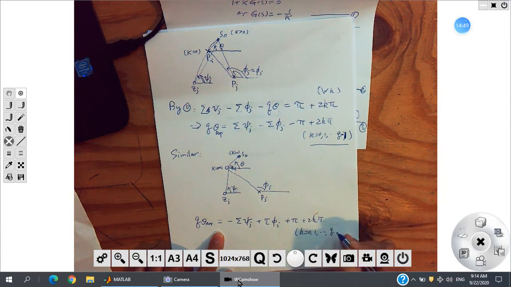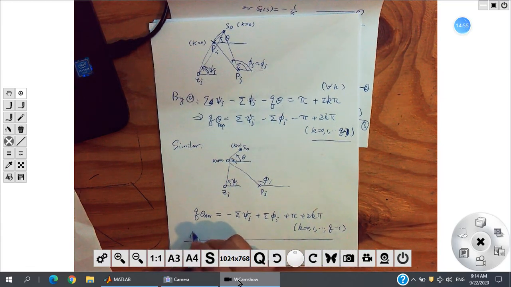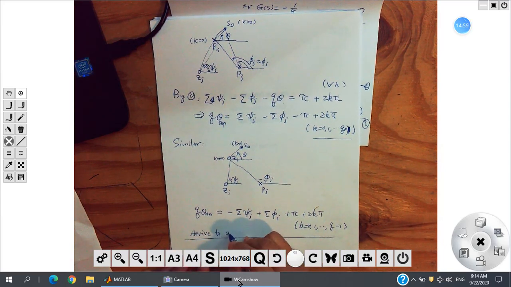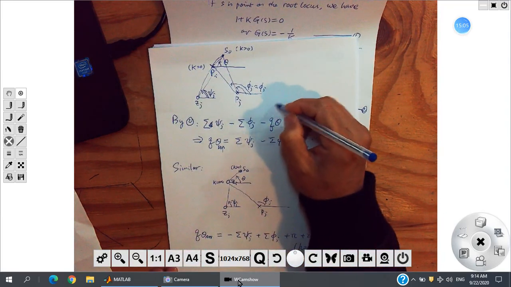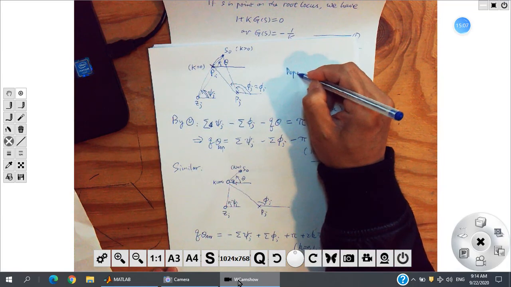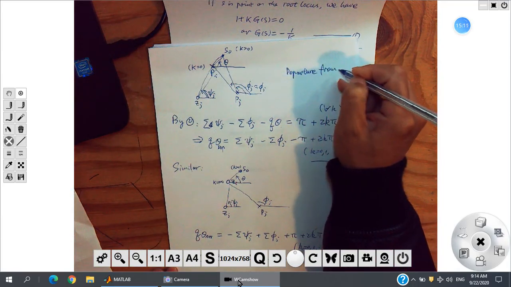That will be enough. Okay, so this is for the direction of arrival to a zero, and this is the departure from pi.